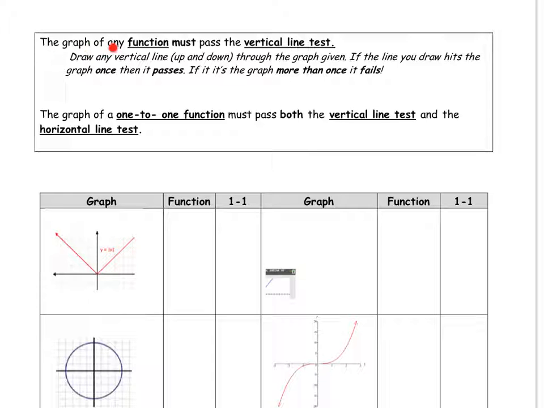Okay, the graph of any function must pass the vertical line test, and the graph of a one-to-one function must pass both the vertical line test and the horizontal line test. So the way that this test works is simply like this.